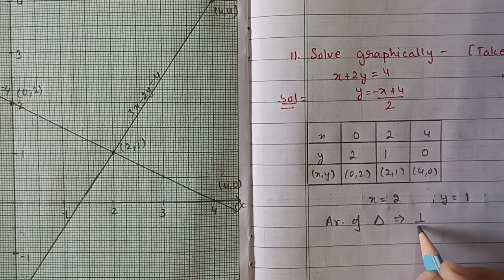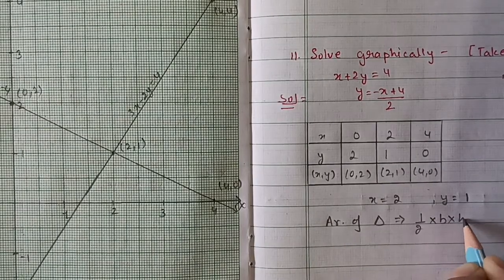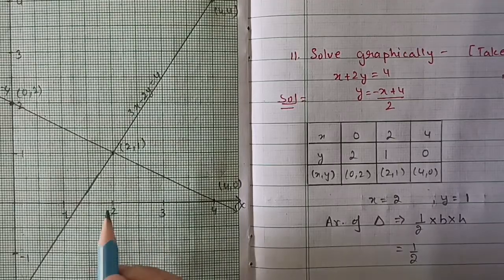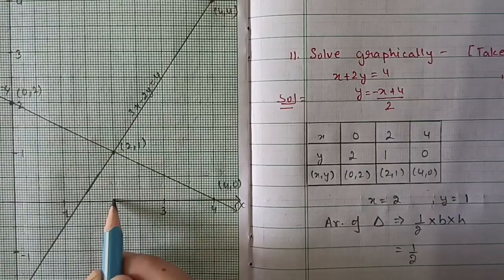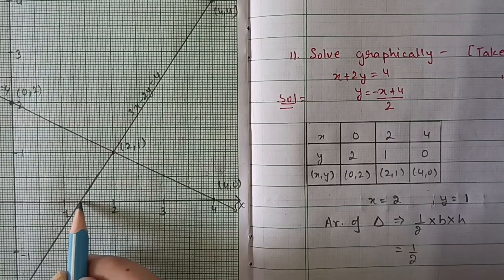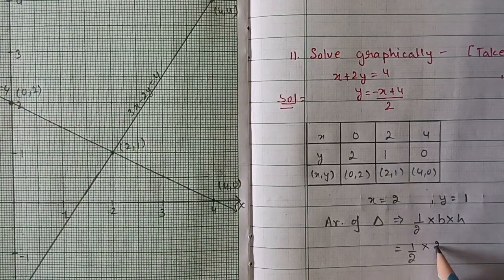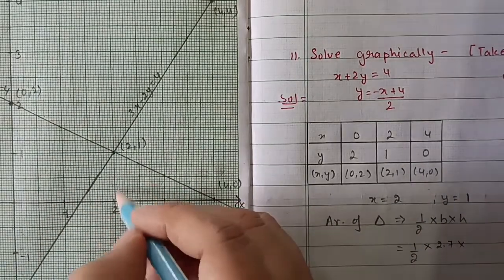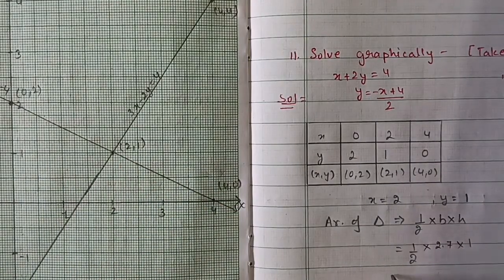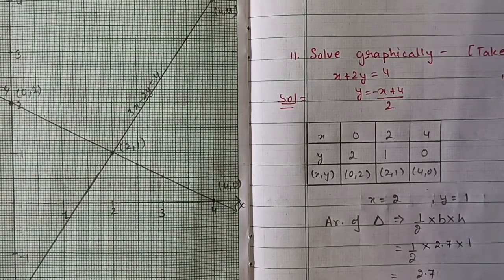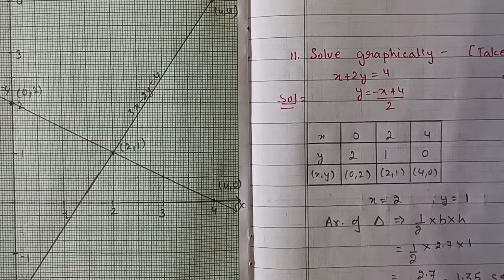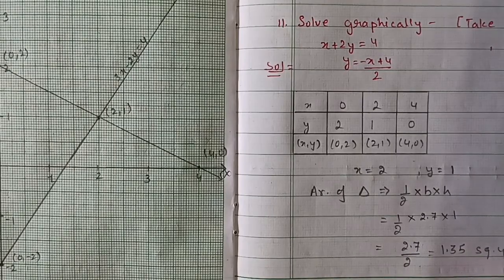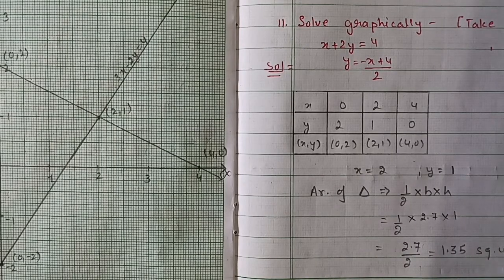So we will use here half base into height formula. Half base you can see here. If I will start from here, 1 unit, 2 unit, and 2 point after it is nearly 7, 2.7. So base is coming 2.7 and height is 1 unit. So 2.7 by 2, or we can write 1.35 square unit. You can find out in fraction also, or you can leave in decimal also.